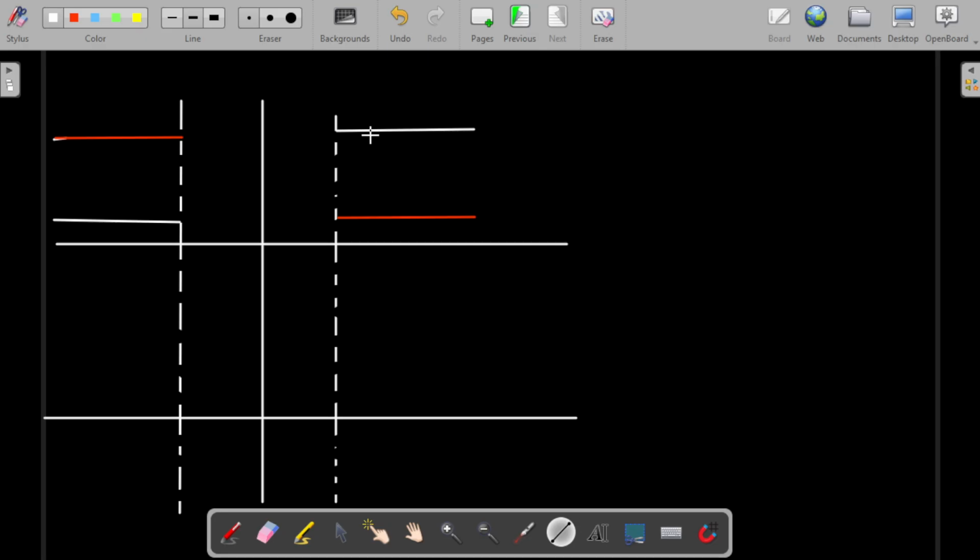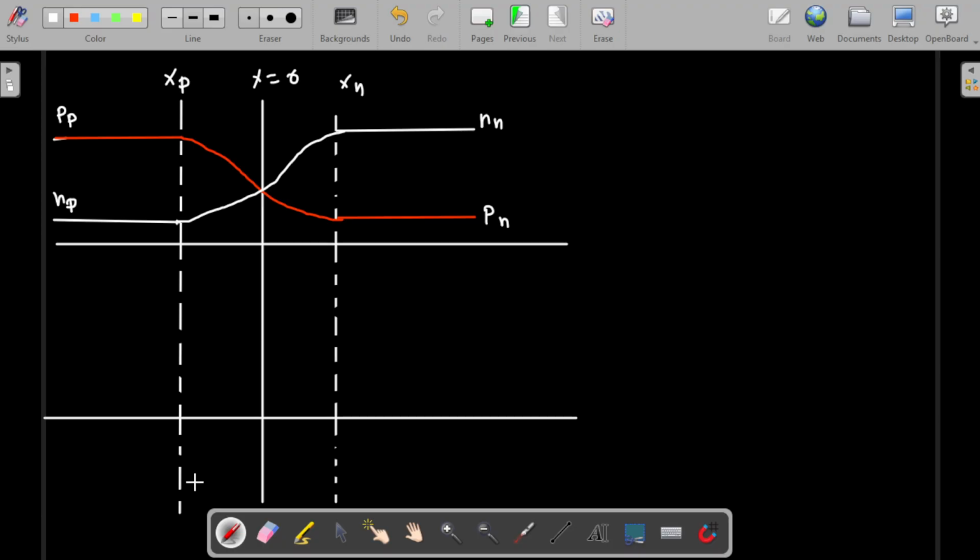The minority charge carrier will be coming as majority charge carrier here. But in the in-between region, it will be drifting in this way. The profile will decrease and eventually reach this one. The minority charge carrier in the P type will eventually increase and become majority charge carrier in the N type. So this is NN and this is PN. This is PP and this is NP. This is X equal to 0. This is XN and this is minus XP.